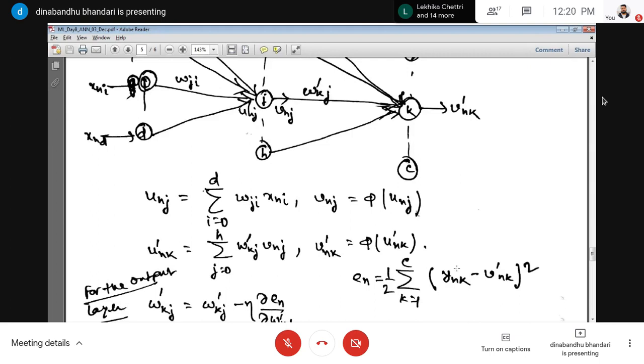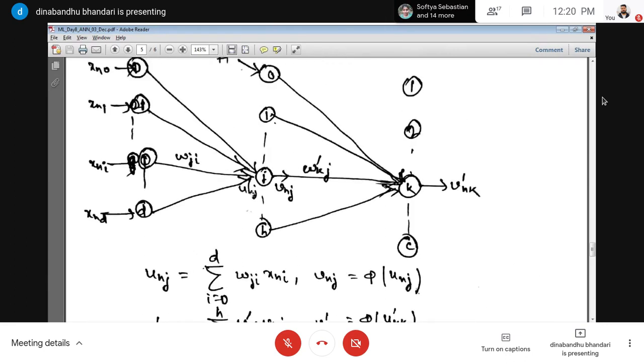So what would be the error? The expected output is ynk and the obtained output is v dash nk. You square the difference and sum over all the nodes in the output layer, that is c, and multiply that by half. Okay, two things I should have mentioned.